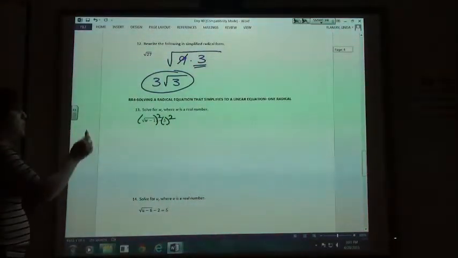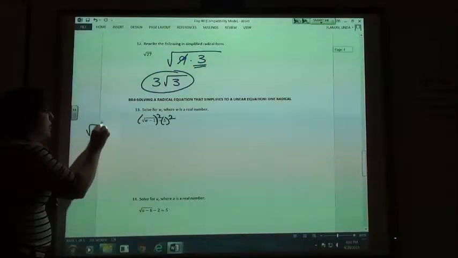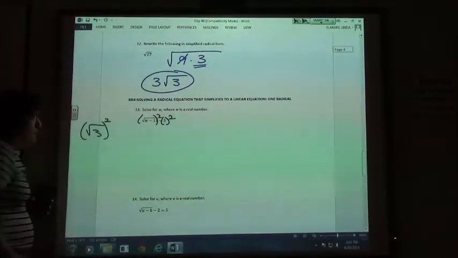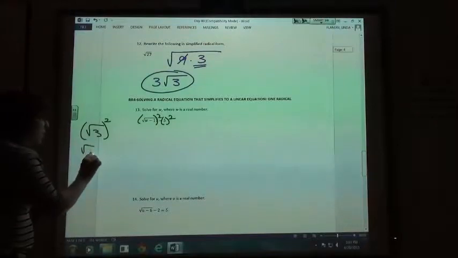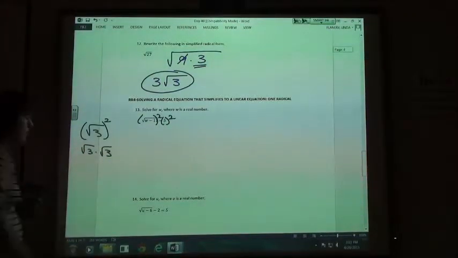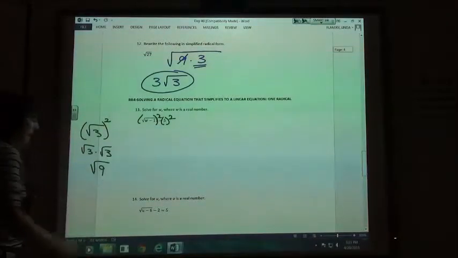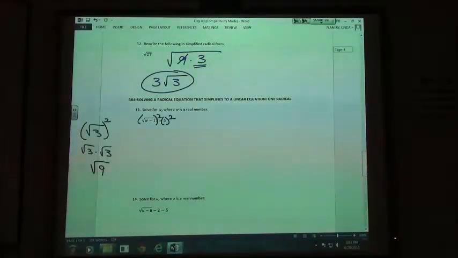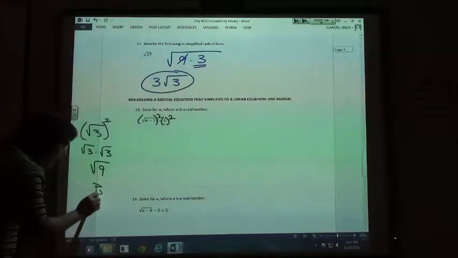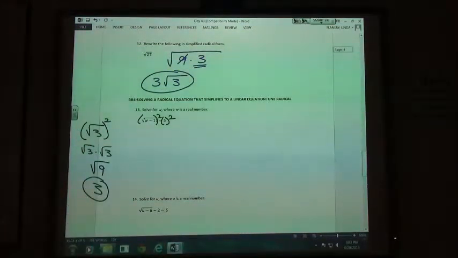Now if I think about this with a number, if I have the square root of 3 squared, that means I have the square root of 3 times the second square root of 3. Square root of 3 times the square root of 3 is 9. Well, 9 is a perfect square. I can do the square root of 9. I just get the plain whole number 3. So, squaring undoes a square root symbol and you get whatever's underneath.